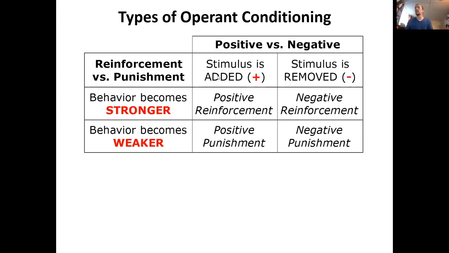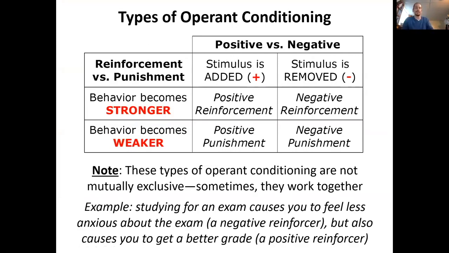Okay. Well, guys, before we move on here, one more thing that I should say about these types of operant conditioning is that they're not always completely independent of one another, okay? They're not mutually exclusive. Sometimes they can work together. So for example, when you study for an exam, your anxiety about the exam probably decreases, right? I always felt less anxious just by studying for an exam, right? Decreased anxiety. But studying also causes you to get a better score on the exam, right? More points on the exam. Now, both of those consequences are likely to reinforce your behavior, right? They're both likely to make you more likely to study again in the future, but the decreased anxiety that you feel is a negative reinforcer, right? You presumably don't like feeling anxious. And the better grade that you get is a positive reinforcer.